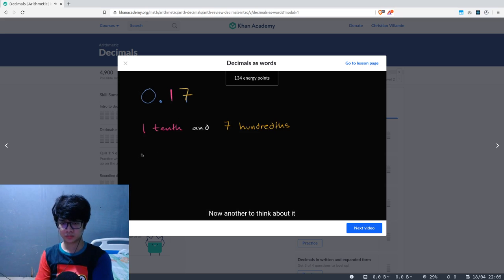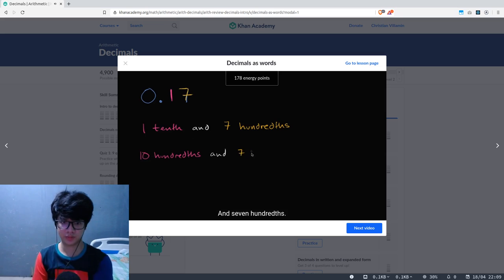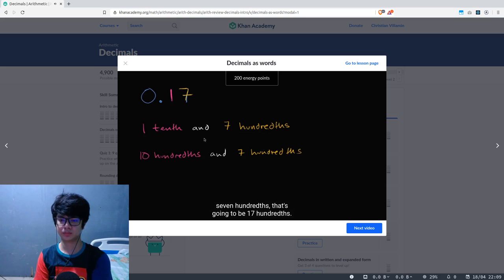Now another way to think about it is just say the whole thing in terms of hundredths. So a tenth is how many hundredths? Well, a tenth is the same thing as 10/100. So instead of a tenth, you could say this is 10/100. And the way I'm writing it right now, very few people would actually do it this way. 10/100 and 7/100. Well, now I could just add these hundredths. If I have 10/100 and another 7/100, that's going to be 17/100. So I could just write this down as 17/100.